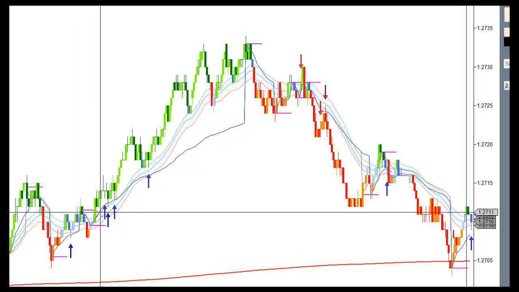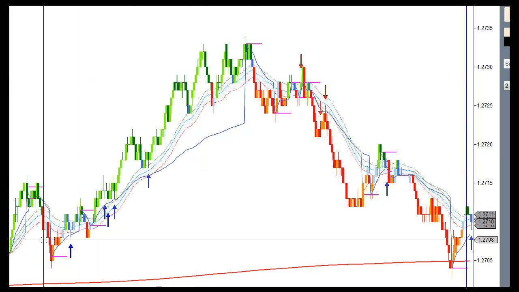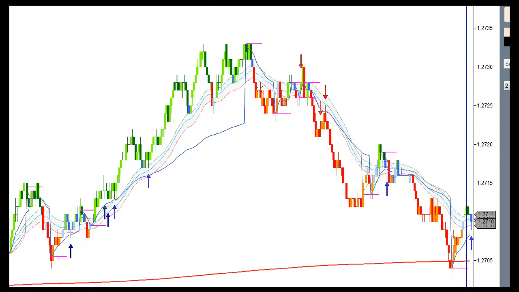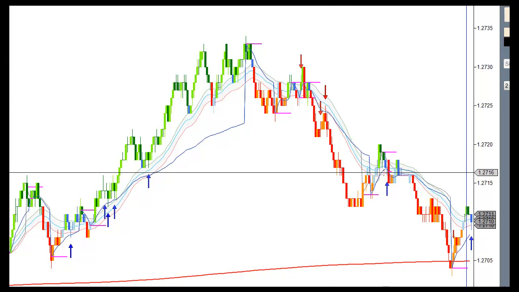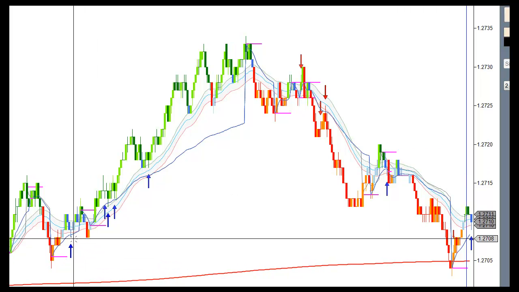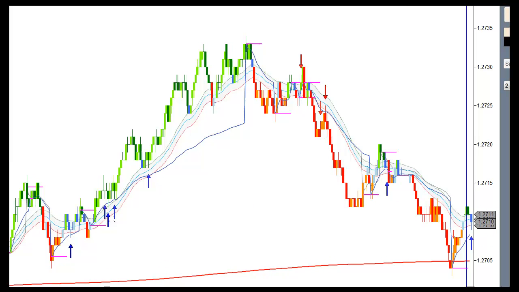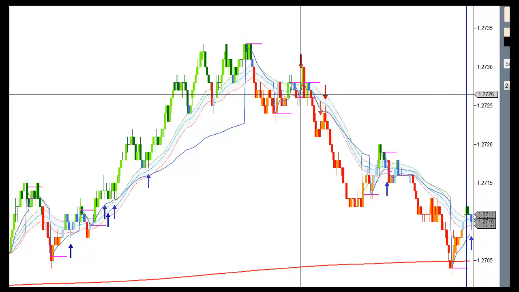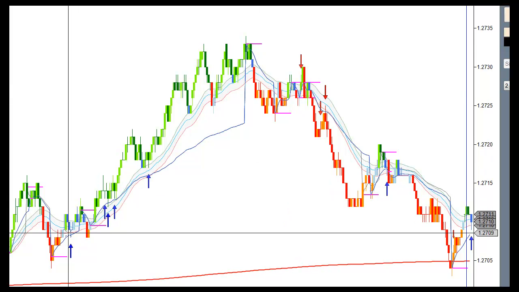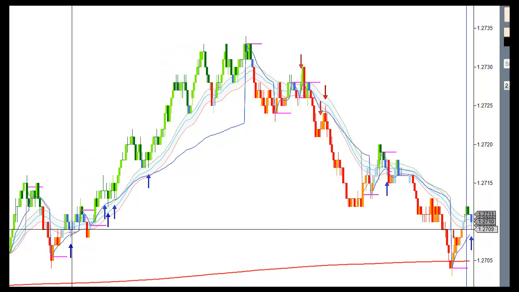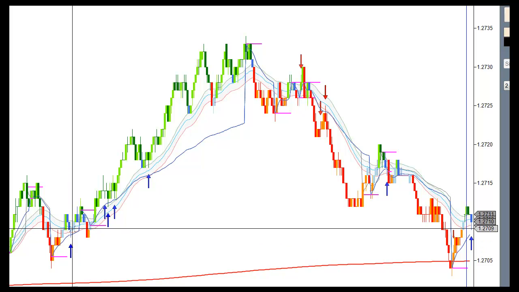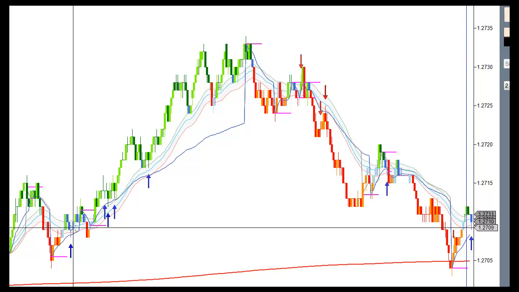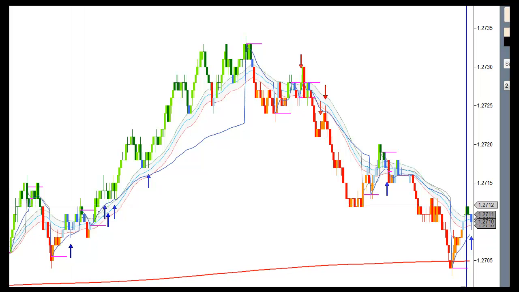As you can see, these arrows were all generated automatically by the system that I'm using, including these down arrows here. Now, an arrow does not necessarily mean a trade, although in most of these situations on this chart, it did. But basically, if you have an up arrow and then the high of that bar is broken, if the high of this bar right here is broken, that's really the entry trigger at this point.